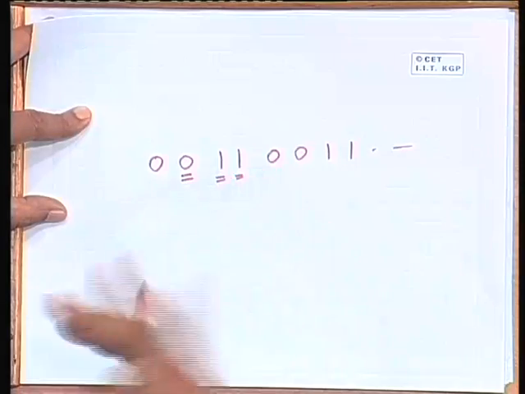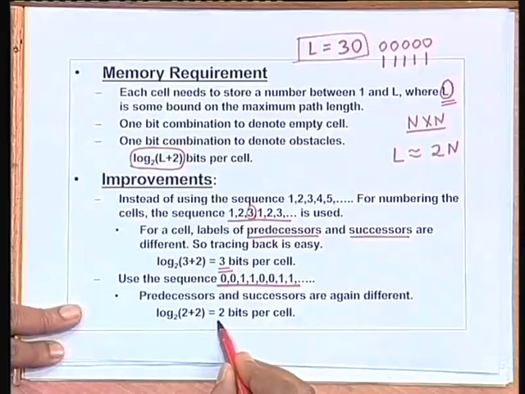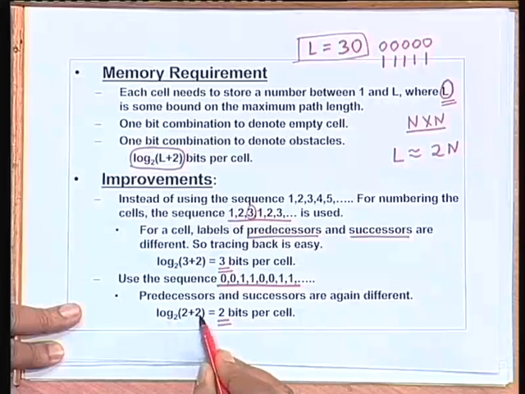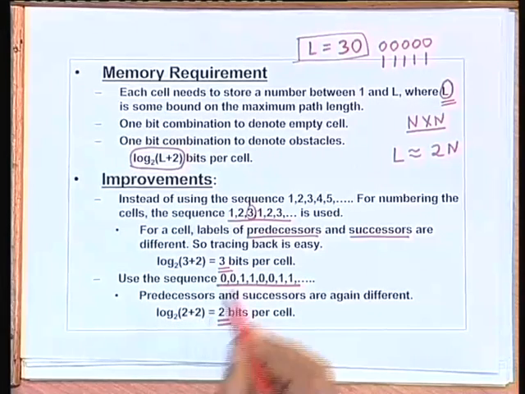But the way we are labeling, the predecessor and the successors are always different, one of them is 0, other is 1. So during backtrace there is no ambiguity. So if you do this, the number of bits becomes only 2 per cell, log 2 plus 2. Okay, I am taking an example to illustrate this process with the same example.